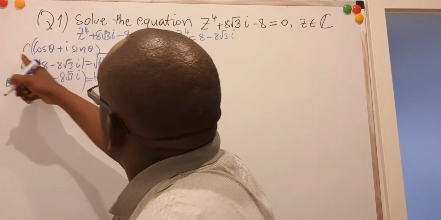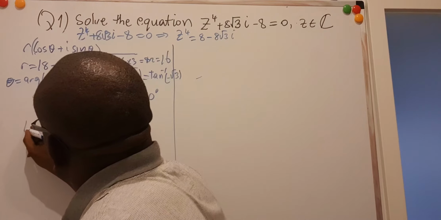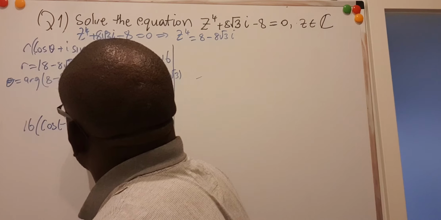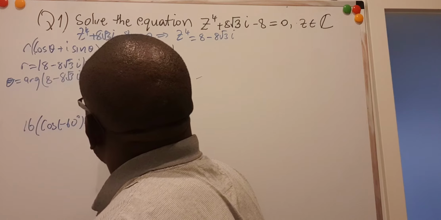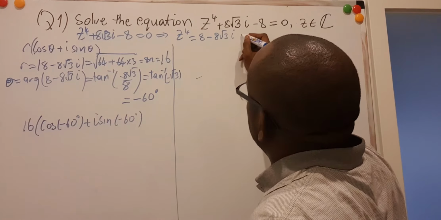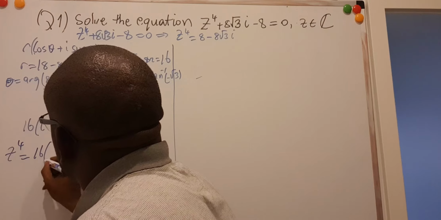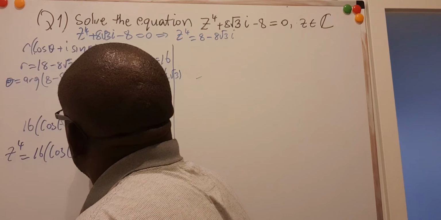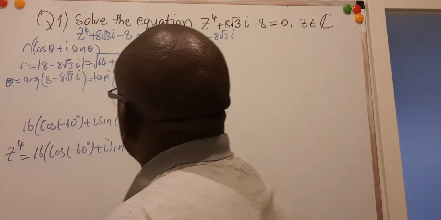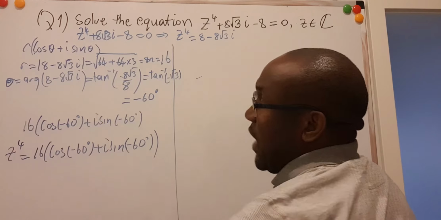So it means I can write the trigonometric form of that complex number as 16 into bracket cosine of minus 60 degrees plus i sine of minus 60 degrees. So I can write this here. I can say z to the 4th power is equal to 16 into the cosine of minus 60 degrees plus i sine of minus 60 degrees. So this is what I have now, but I want the 4th root of that.